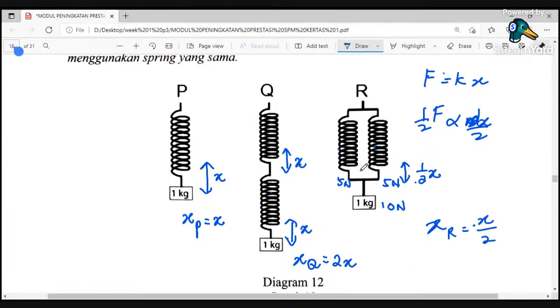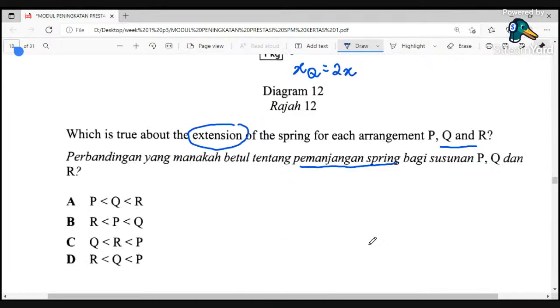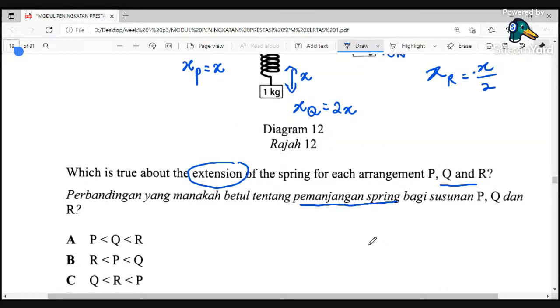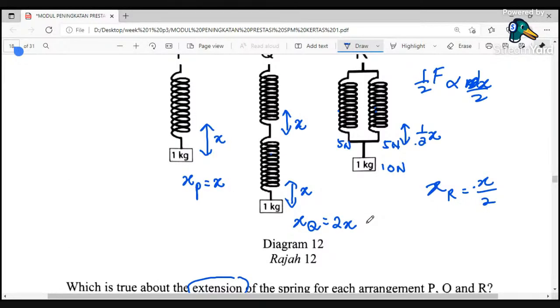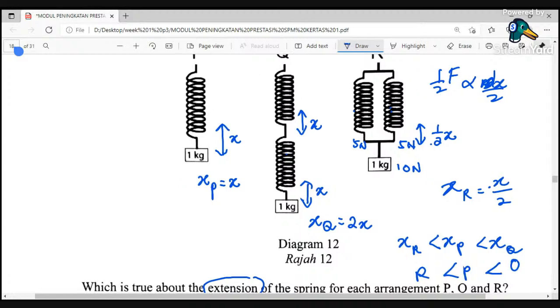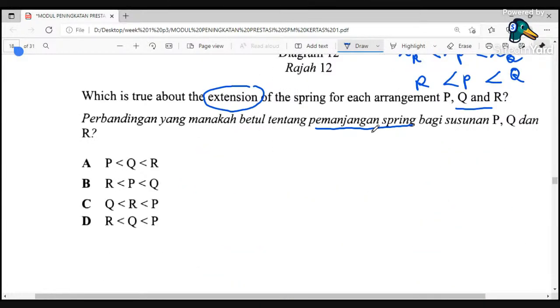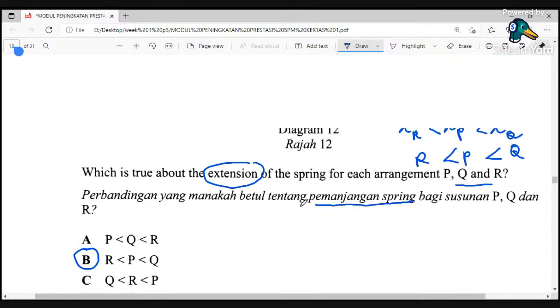So from here you just compare arrangement. Ini guna lebih kecil, mana yang lebih kecil dulu. Okay, ascending ya, ascending. Yang mana lebih kecil, you boleh nampak ini R, XR is less than XP less than XQ. Or we can say that R less than P less than Q. R, P, Q. So answer ialah B. Okay. So you kena faham konsep dia ya.